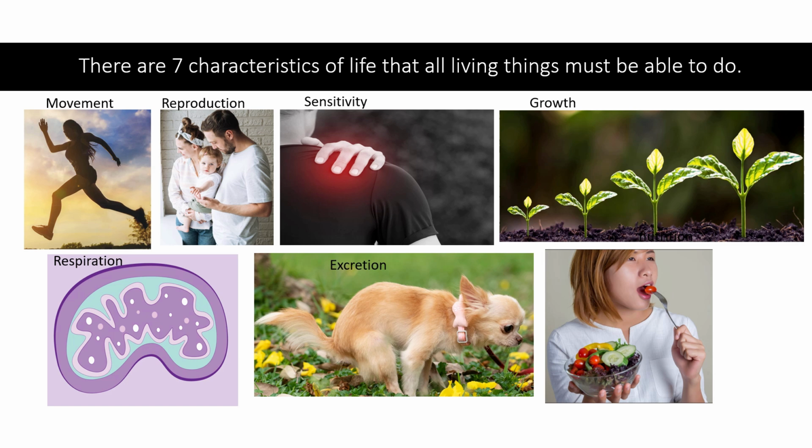And all living things, like this little dog, excrete. They do excretion. For example, getting rid of solid waste, urine, or carbon dioxide. And what is this lady doing? She's eating. This is part of nutrition. All living things require nutrition. Mrs. Gren, a good way to remember the 7 characteristics of life.